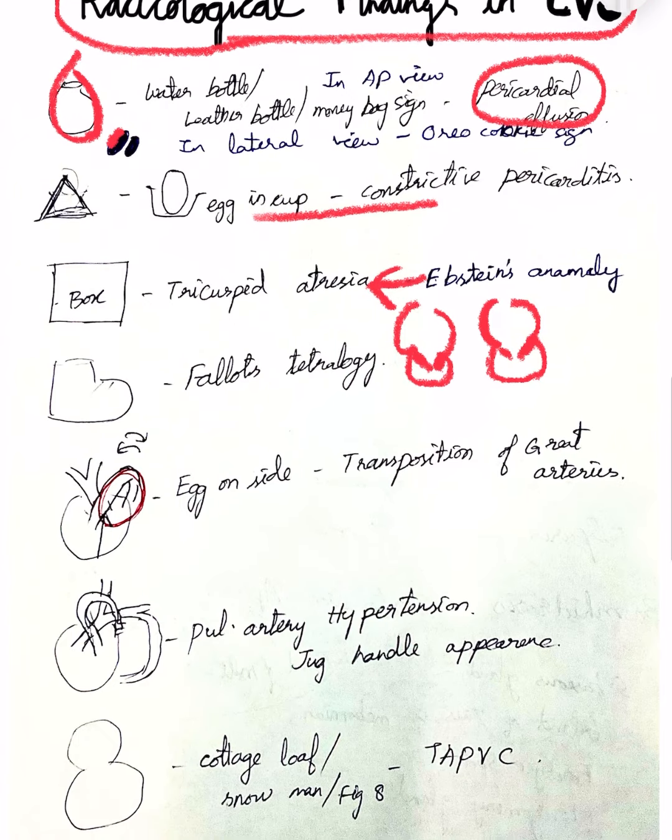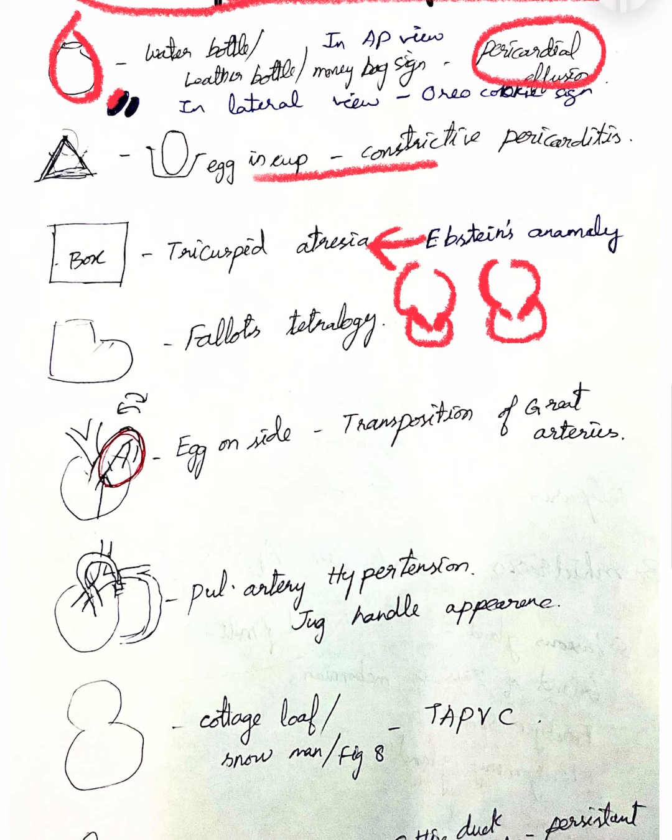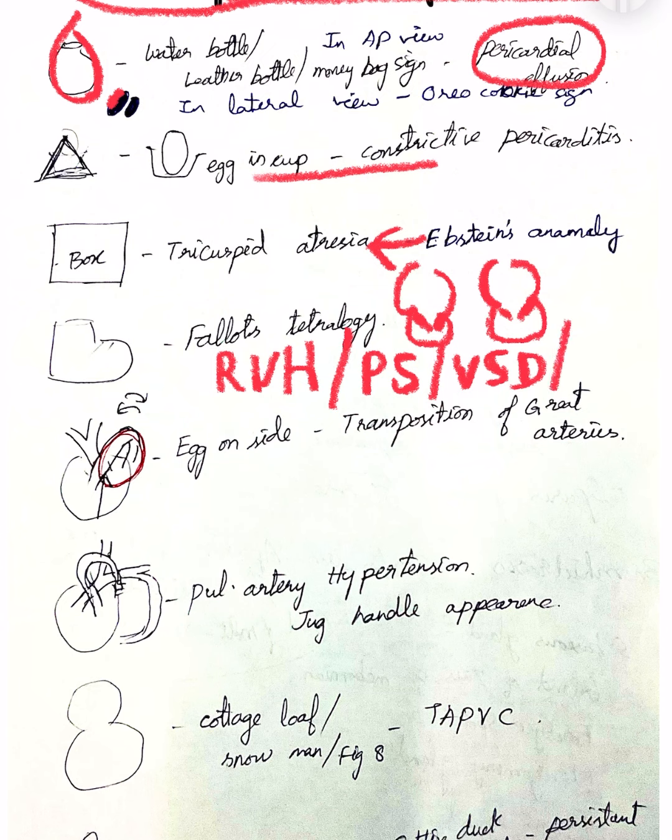In case of Fallot's tetralogy, we will be having the foot shaped heart, and the components of Fallot's tetralogy are right ventricular hypertrophy, pulmonary stenosis, along with ventricular septal defect and overriding of aorta. These are the components of Fallot's tetralogy. Because of these conditions, the heart appears like a boot-shaped heart.